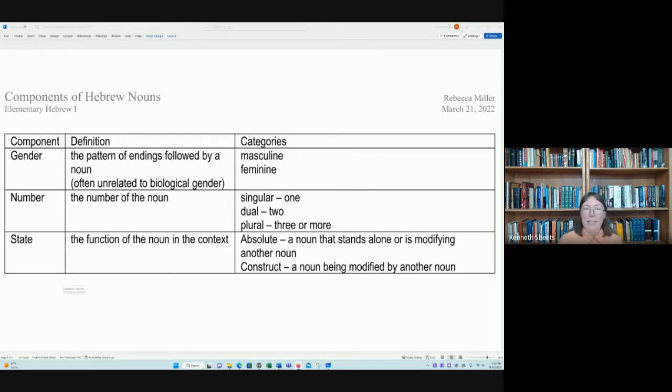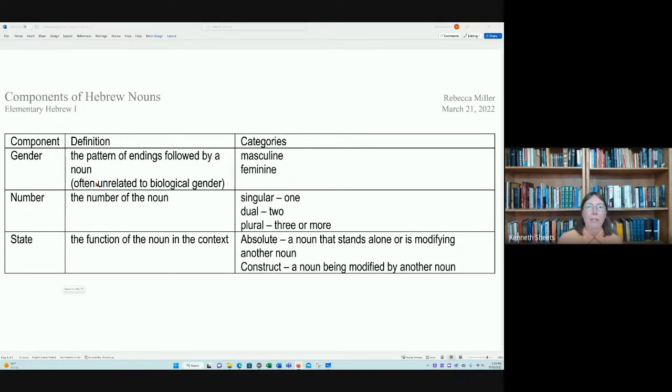When we met last week, we were taking a look at Hebrew adjectives, and now we're going to switch gears a little bit back to Hebrew nouns. So, when we were first taking a look at Hebrew nouns, we saw that basically there are three different components: gender, number, and state. Where gender is referring to the pattern of endings followed by a noun. And it has nothing to do with biological gender.